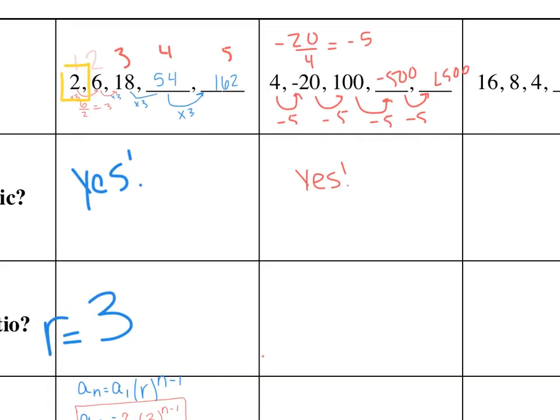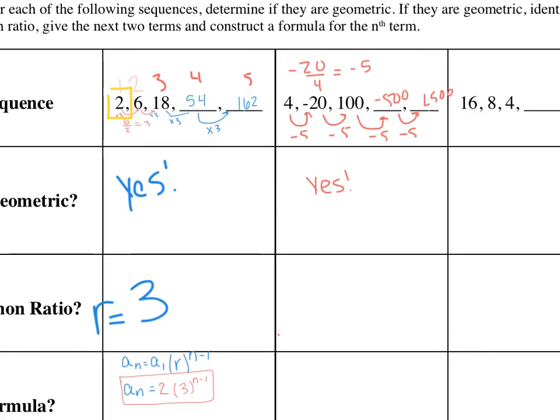I ask myself what the common ratio is, which is simply the number I multiply by each time. We did this together. The number you are multiplying by each time is a negative 5. So I simply do r equals negative 5.